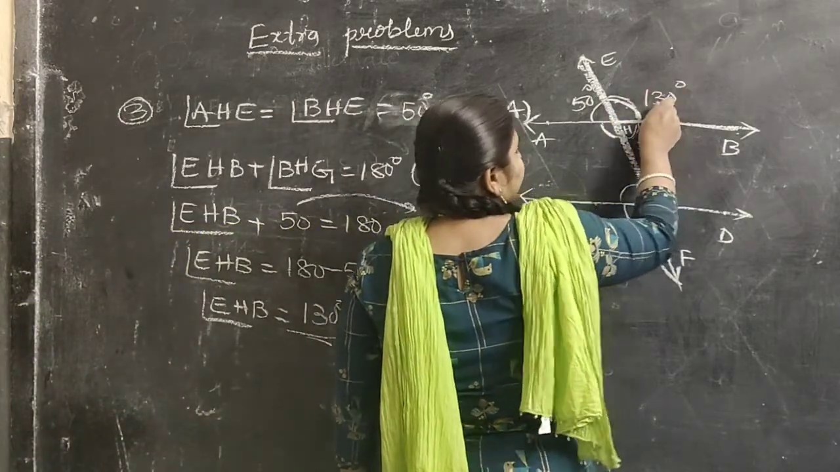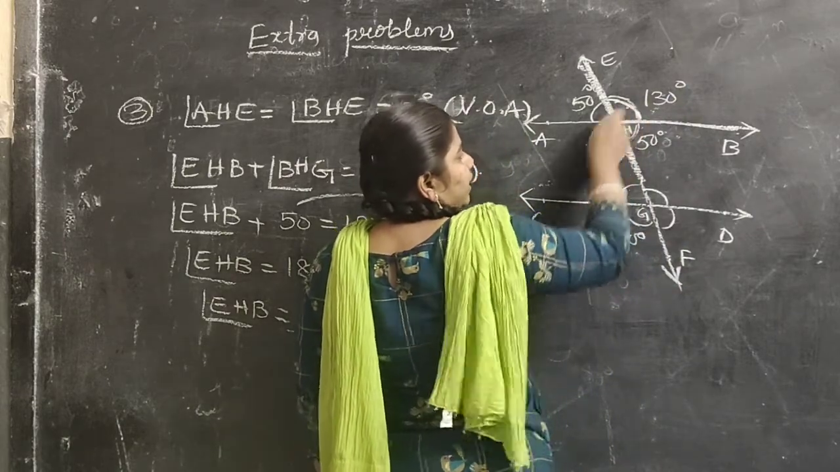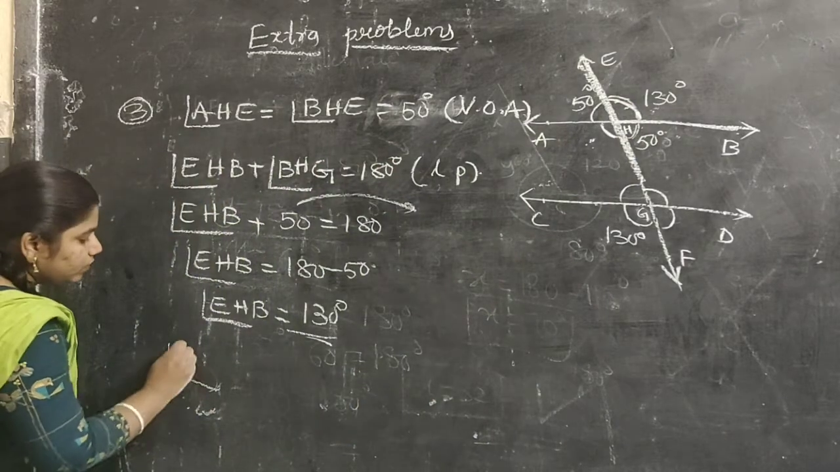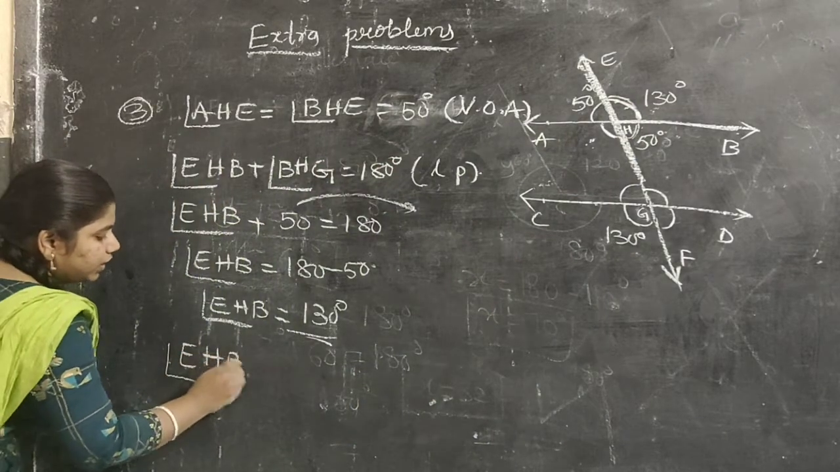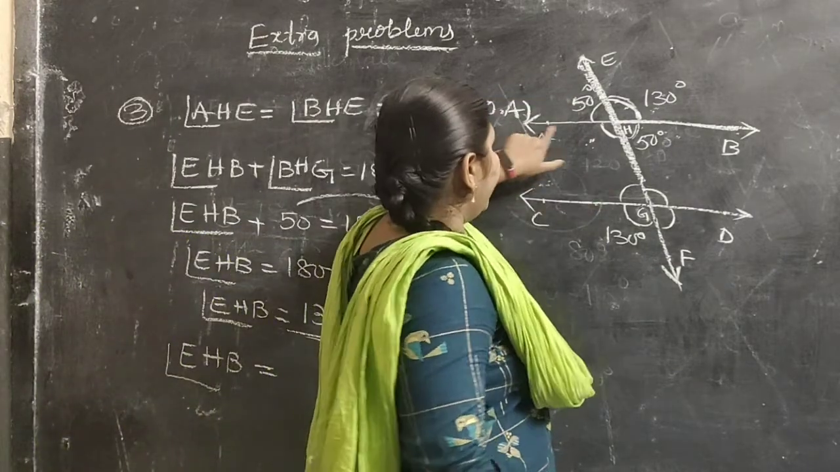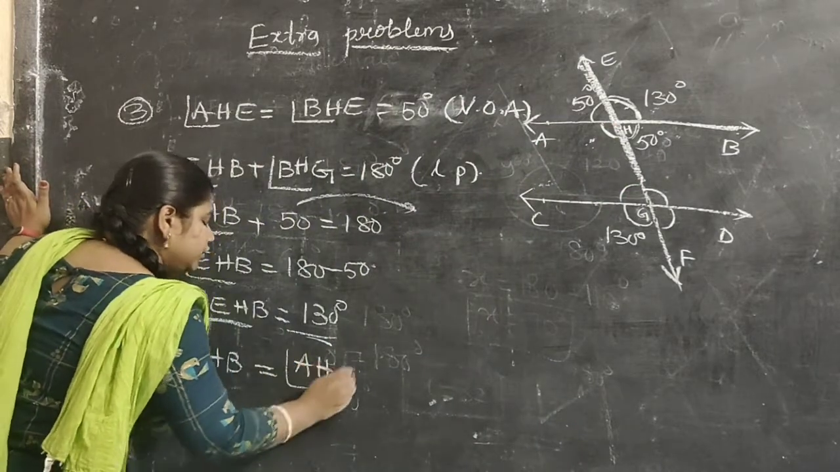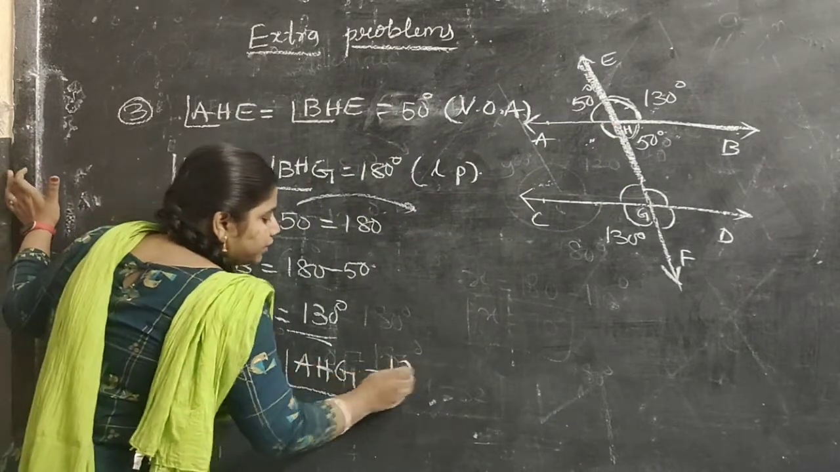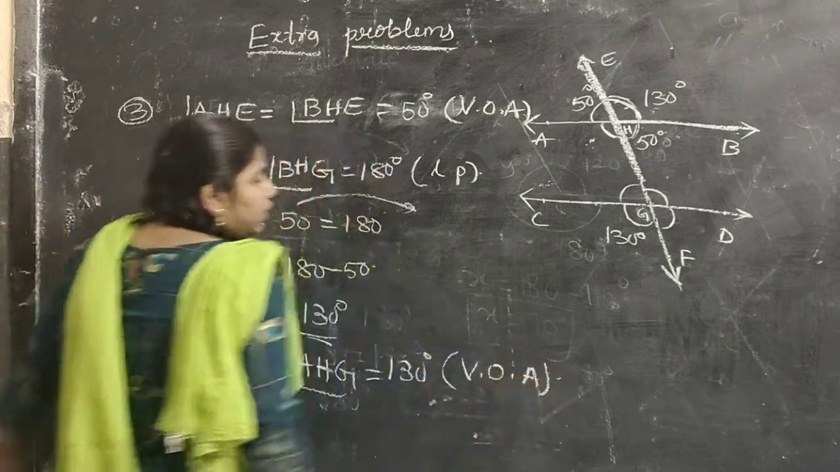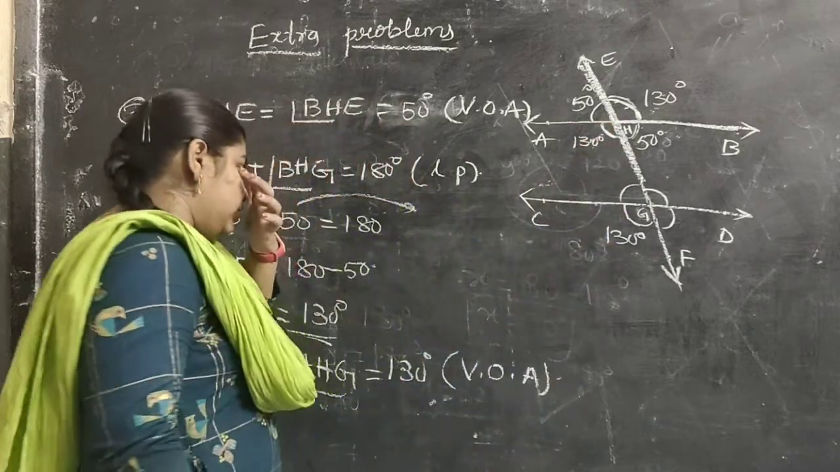So if this is 130, this will also be equal to 130 because vertically opposite angles will be equal. So you can write here angle EHB is equal to, what is this angle? AHG. AHG is equal to 130 degrees because they are vertically opposite angles. Now here also you got it as 130. Now remaining three angles we have to find.